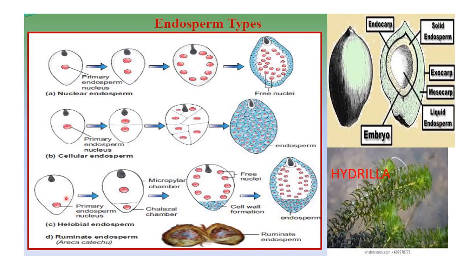Helobial endosperm: here the nucleus moves towards the chalazal end. This is the micropylar end, and it divides into two. Near the micropylar chamber, it divides without cell wall formation in a larger space, and the chalazal end moves towards the corner of the chalazal region, and here it divides with the formation of the cell wall. This type of development is called a helobial endosperm, as we see in Hydrilla. Ruminate endosperm: this is an example of Areca catechu. Here, what happens is that we see an irregular surface of the endosperm in ruminate endosperm.